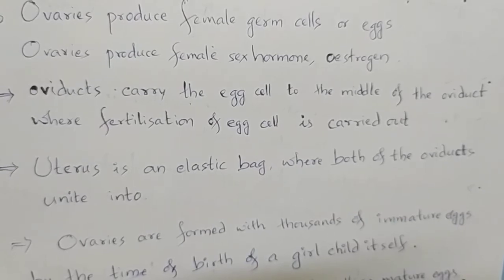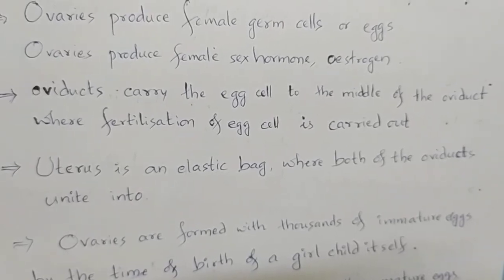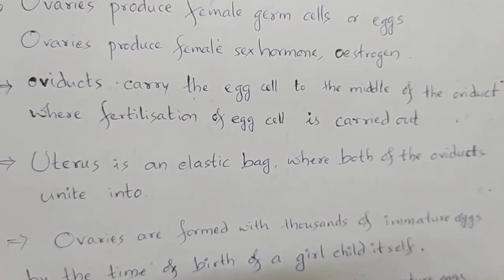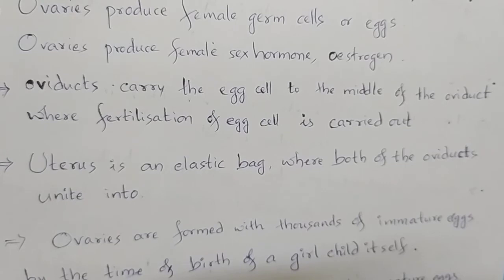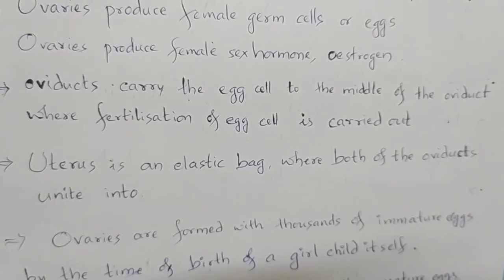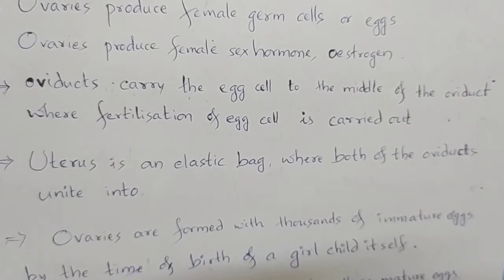Next part is the oviducts. Oviducts are also called fallopian tubes. Oviducts carry the egg cell to the middle of the oviduct. In the middle of the oviduct, fertilization of the egg cell is generally carried out.